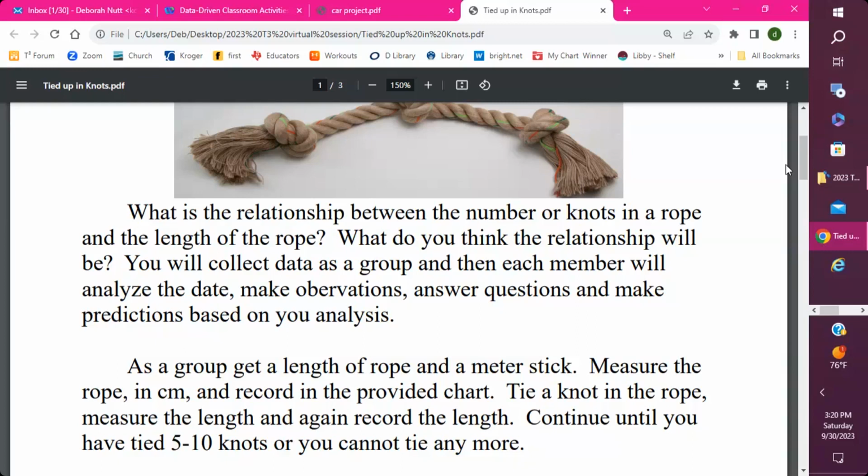So they had to measure their rope, tie a knot in it, measure it, tie a knot in it, and then they just filled out their chart. So it didn't take very long. I got the meter sticks from the science department.